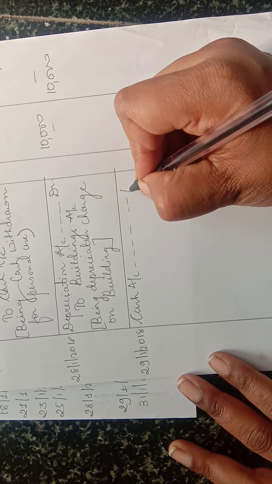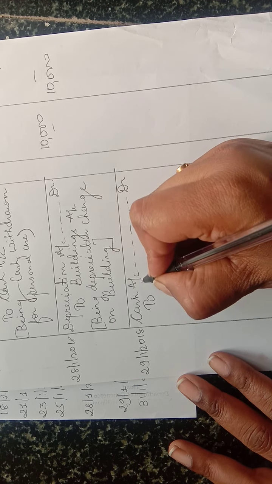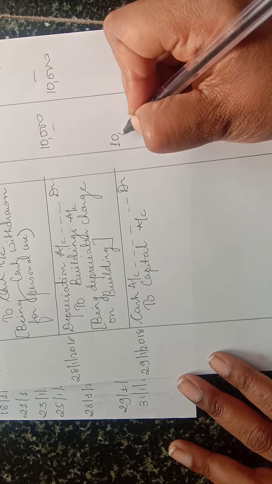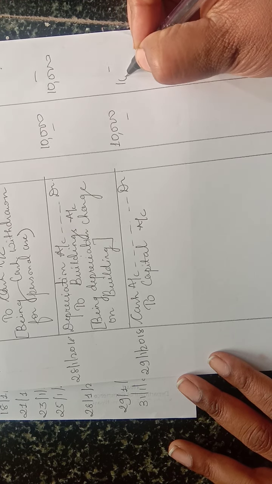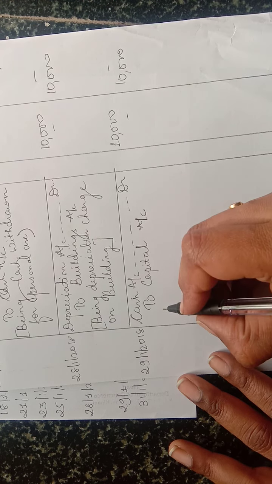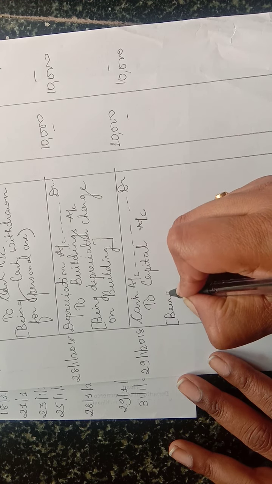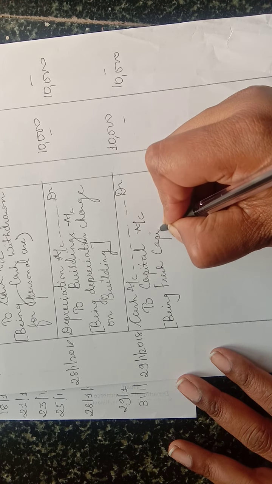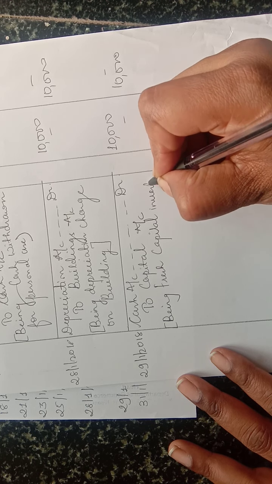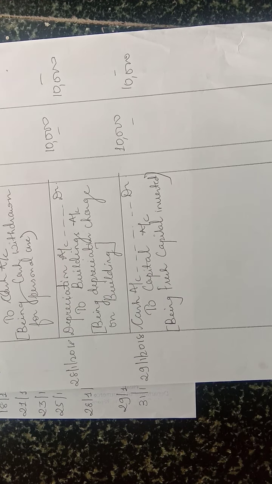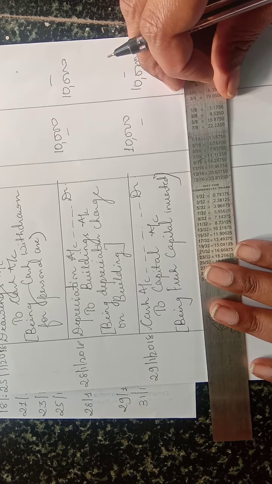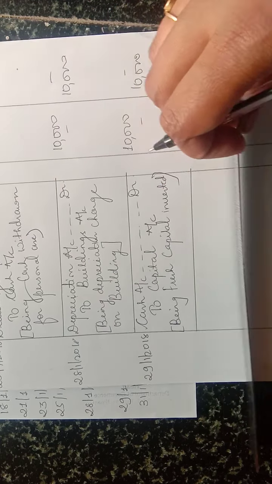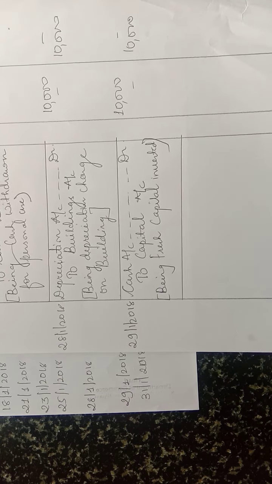Cash account debit to capital account. Amount 10,000, 10,000. Okay, so write the narration. Being fresh capital invested. Okay, so draw the line. So this is a practice problem, remember. So these many transactions will not come, only about 10 to 11 transactions will come.